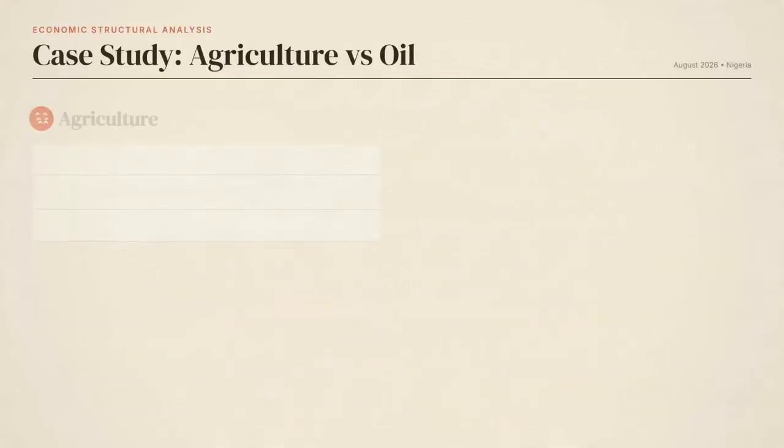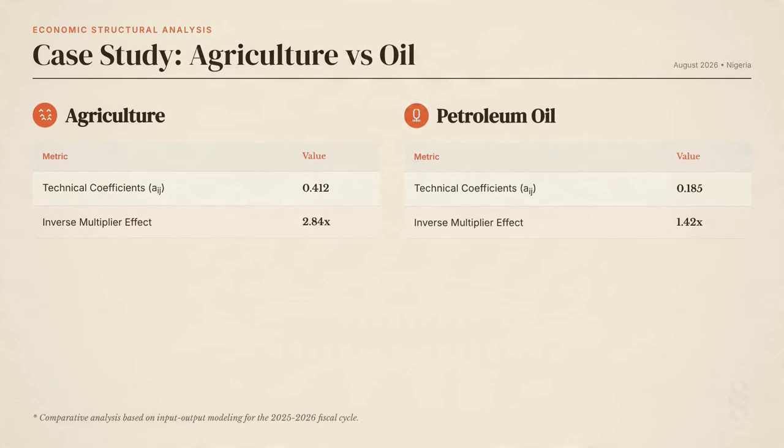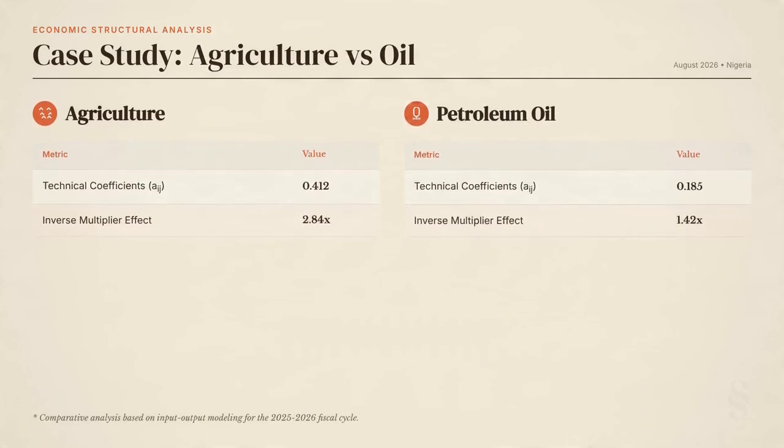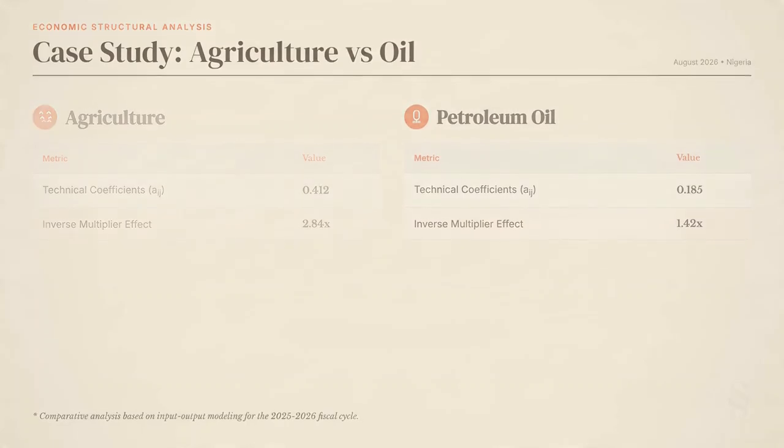In our Nigeria case study, we compare agriculture against the oil sector. The coefficients show that oil dominates demand, while agriculture remains secondary in terms of linkages. For planning, this implies a critical need to rebalance investment to strengthen the domestic multipliers in our agricultural value chain.